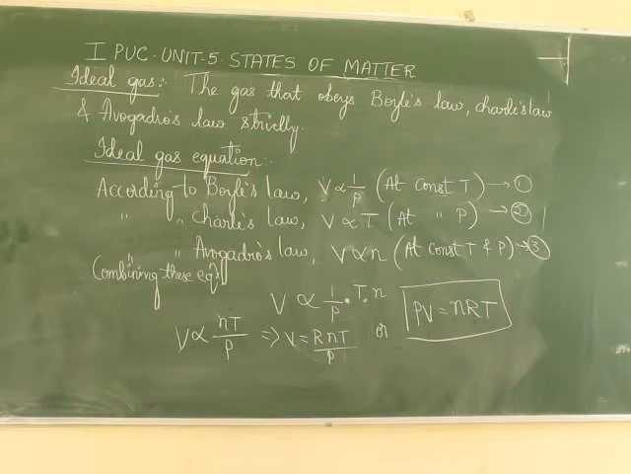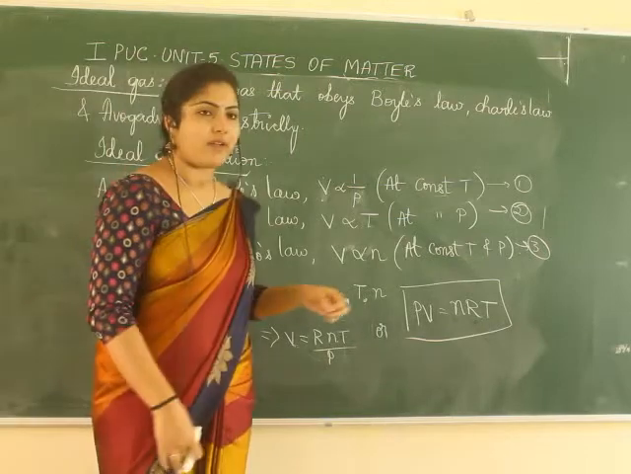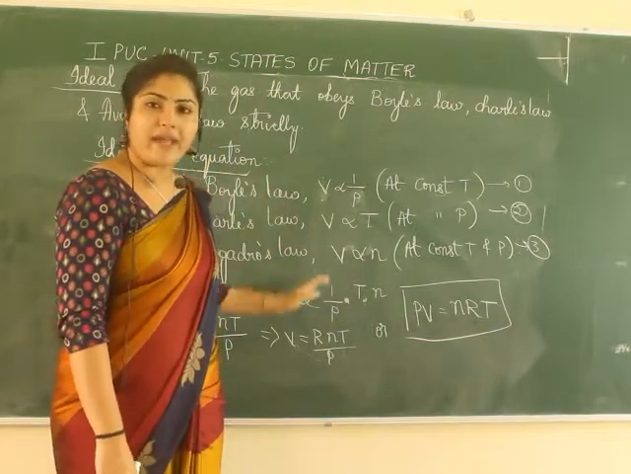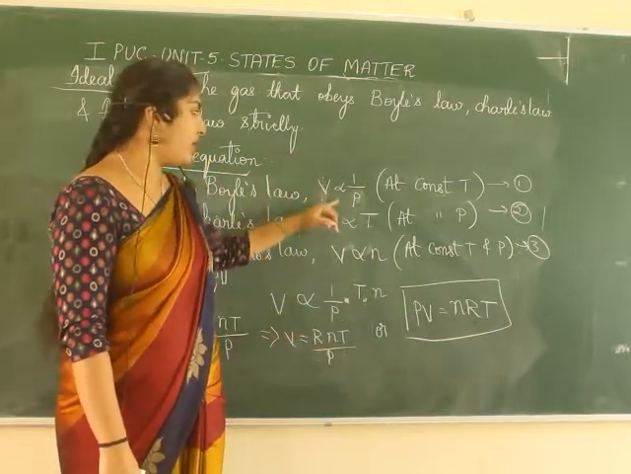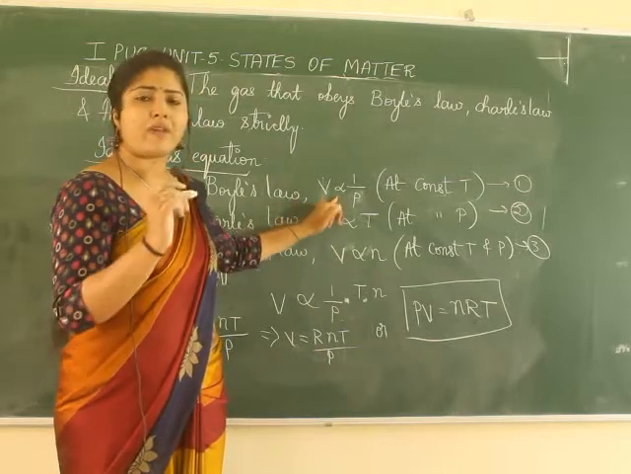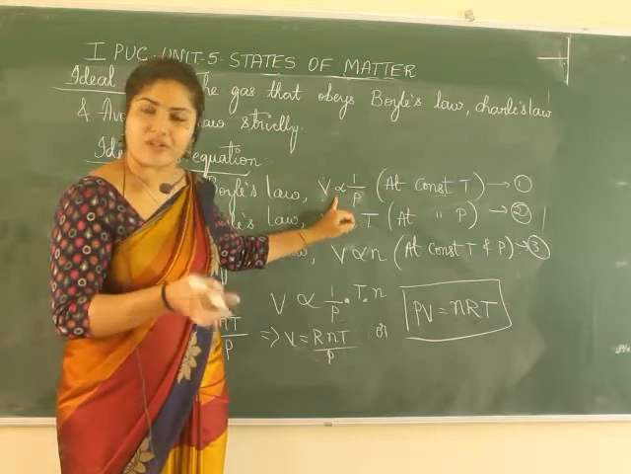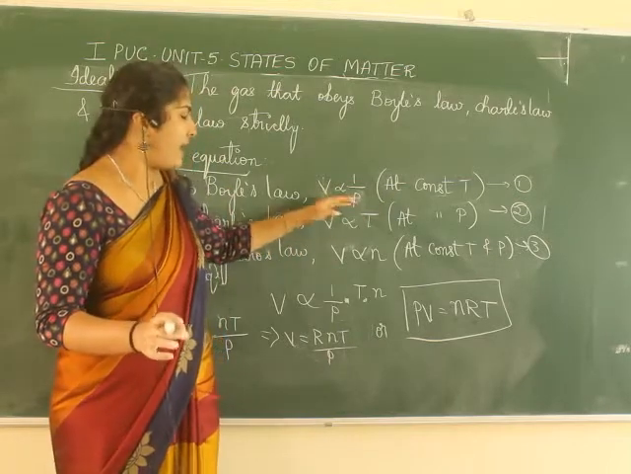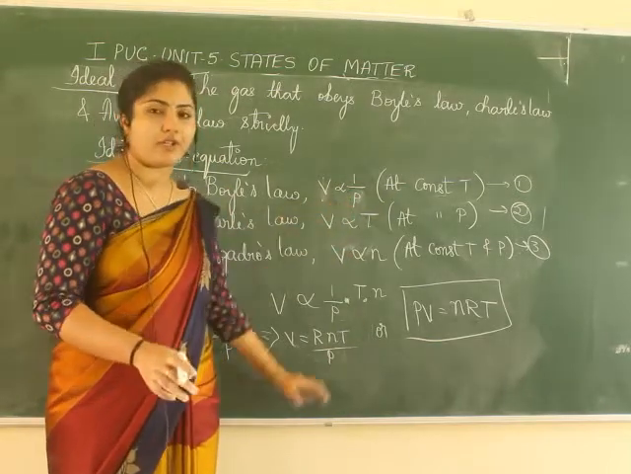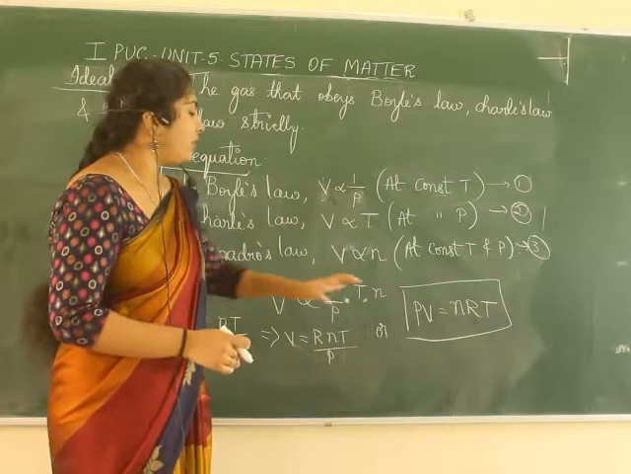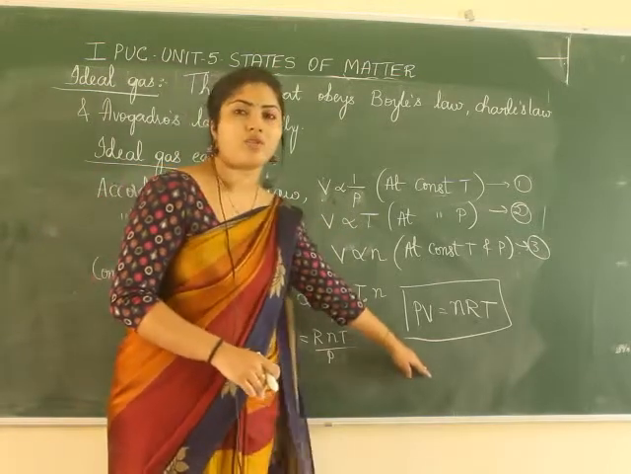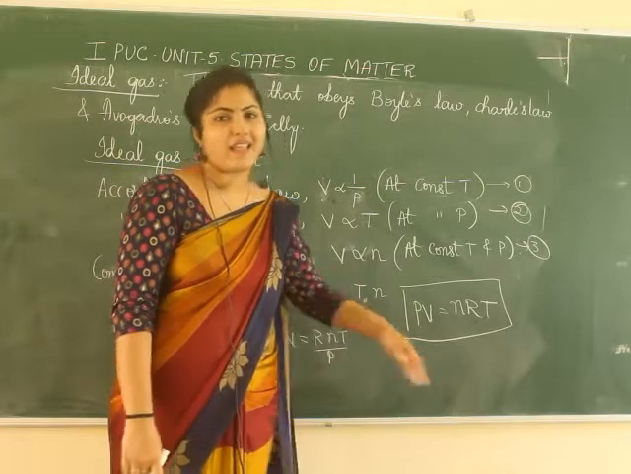Ideal gas equation: since we know that ideal gas means which obeys Boyle's law, Charles' law and Avogadro's law strictly, we combine those three equations. The term here, hope there is no confusion. If I write pressure inversely proportional to volume, or volume inversely proportional to pressure, it's the same. That's why I have just rearranged it and written it this way. And the final equation which you get is called the ideal gas equation.